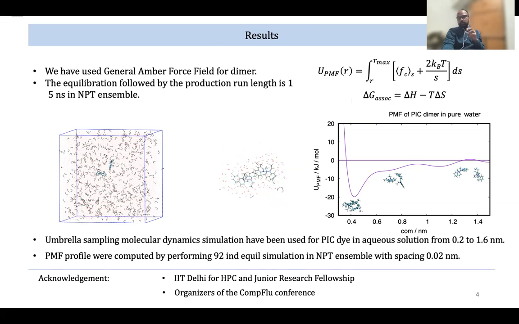Till now we have been able to generate the PMF of the dimer in pure water, but in future we are planning to add some more crowders inside the solution, and we are expecting to see some interesting results. That's all, so I'm ending my talk here.